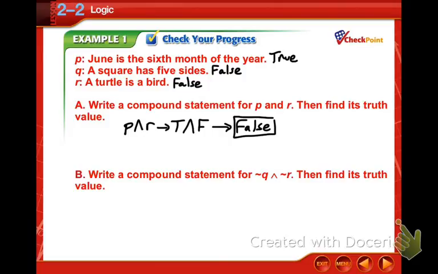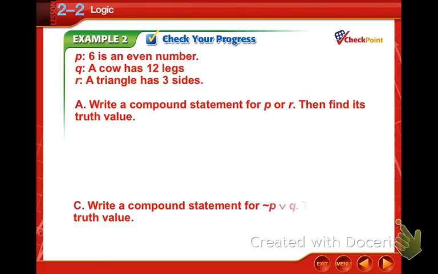Our next one here, not Q and not R. So Q was false, not Q would be true. R was false, not R would be true. So true and true again, everything's true. So the whole thing is true. If you get both things false, then the whole thing is false as well. So that also works.